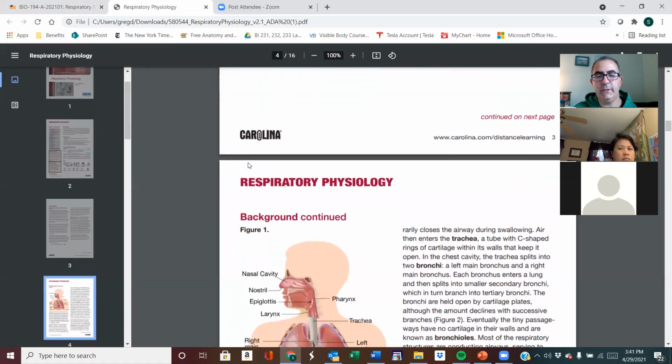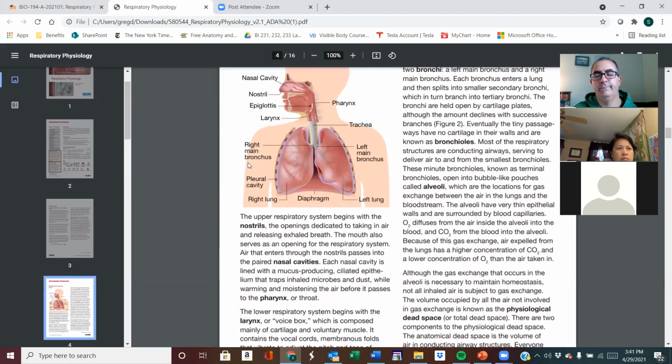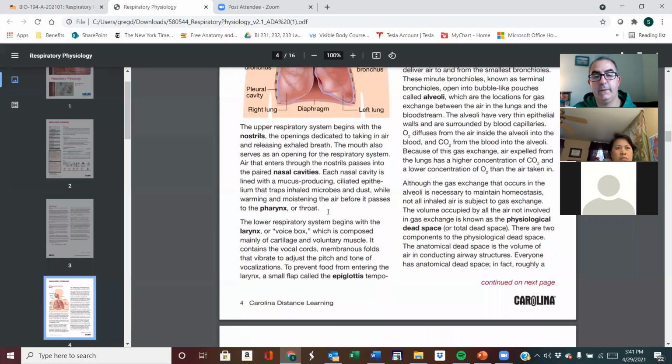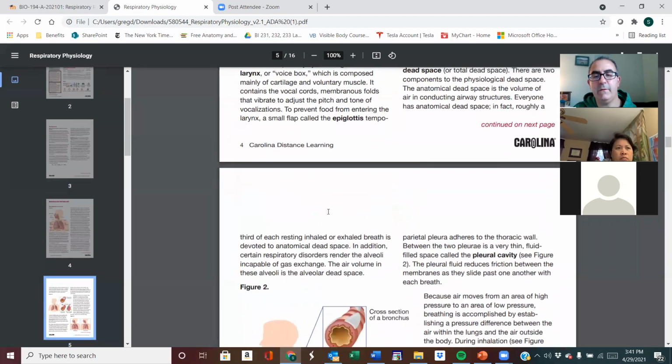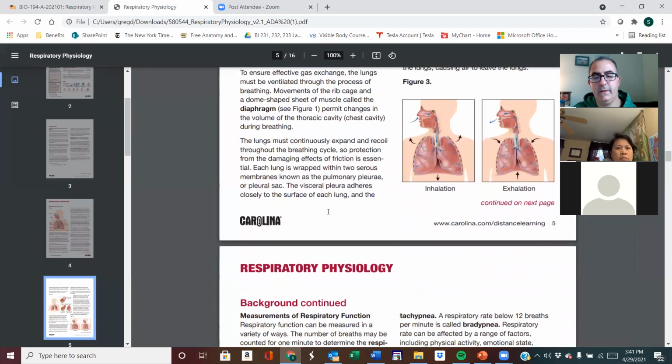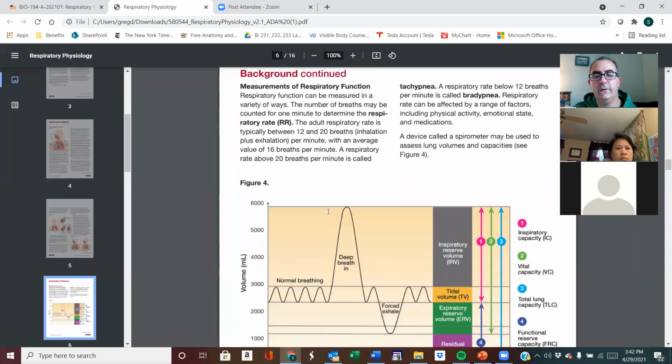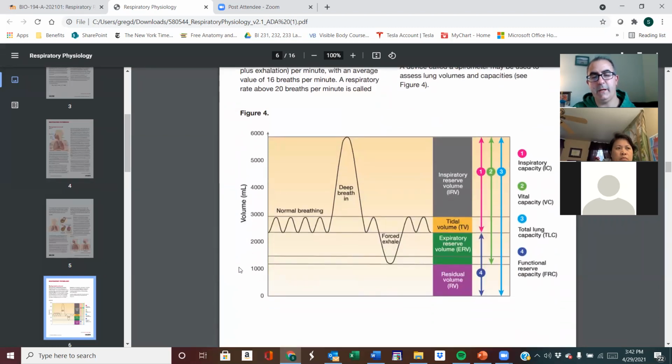You're breathing into a thing that will measure how much air you're exhaling to try to determine things like your tidal volume and your total lung volume and that sort of thing. Okay, so it gives you a lot of background, which is a lot of what we just went over. And it gives you this whole respiratory physiology background.